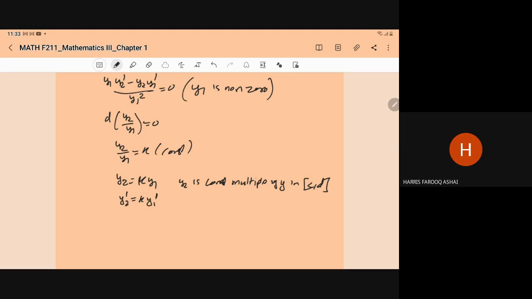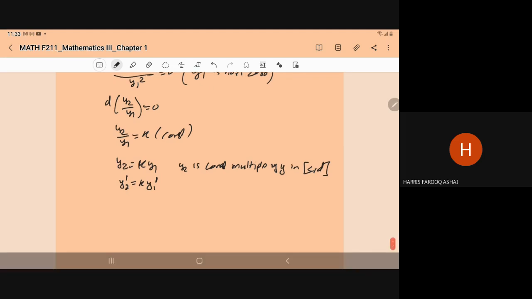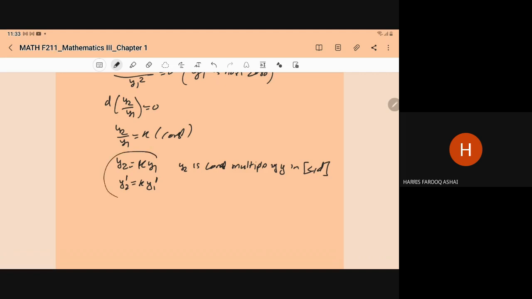Now, why theorem 14a? Why do we have the unique solution? Unique solution means y2 is equal to k of y1. Both are the same.